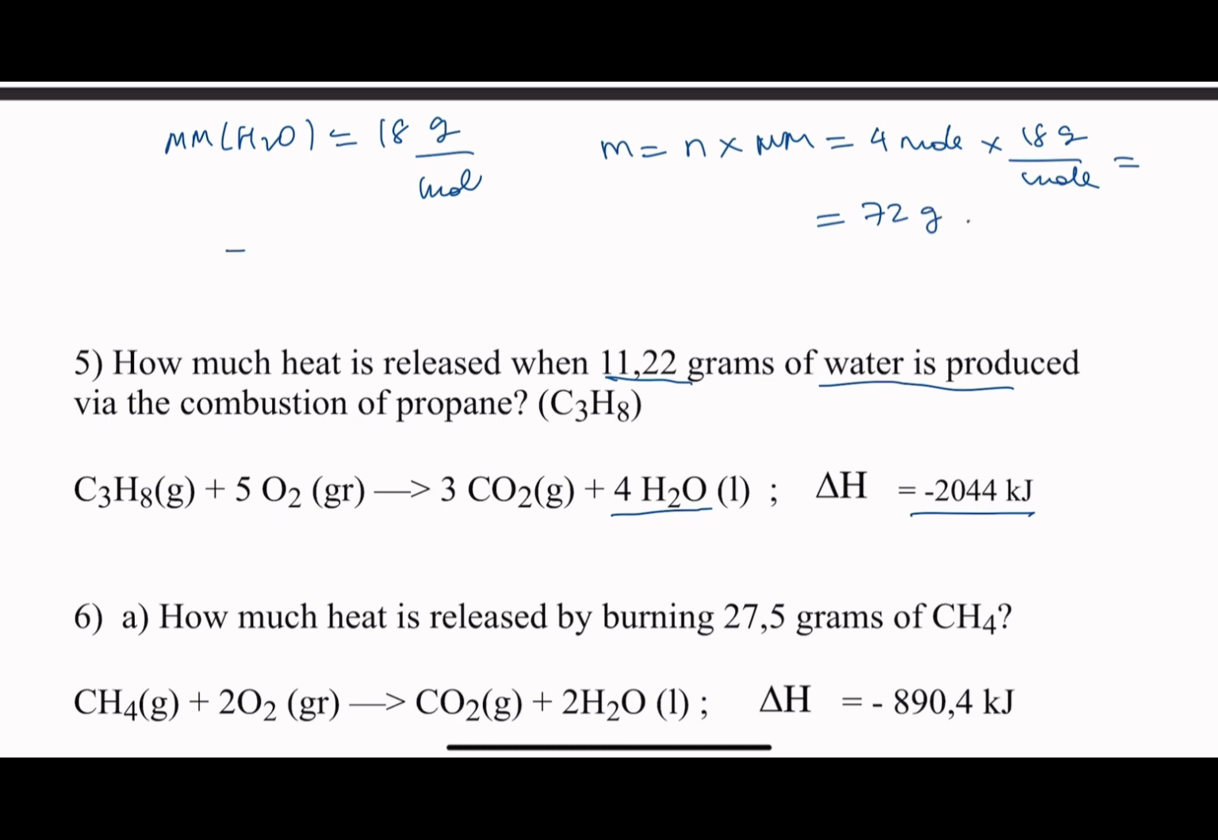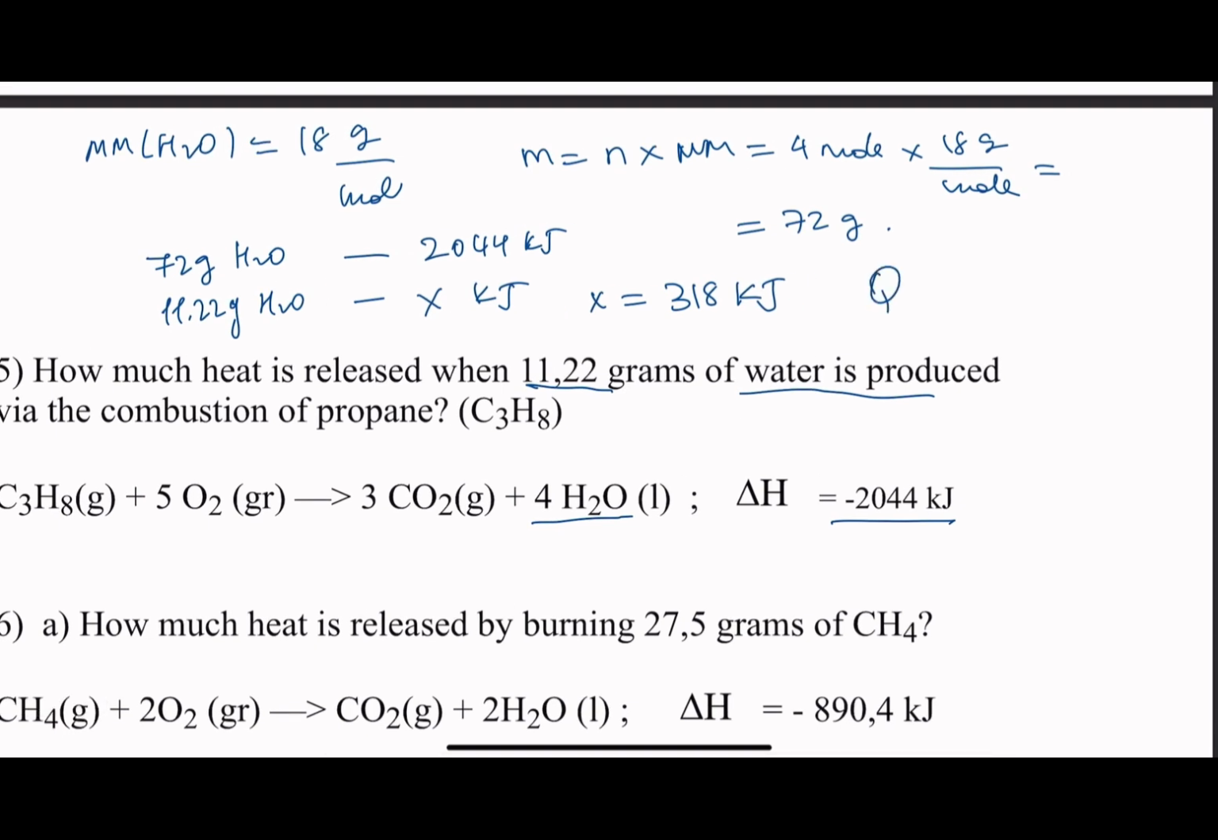You got 4 moles, multiply 18 gram per mole, and this is going to be 72 gram. So for 72 gram of water, you release 2044 kilojoule, and then for 11.22 gram water, it would be X kilojoule, and X would be 318 kilojoule. Now, because we release it, Q is going to be positive 318 kilojoule for 11.22 gram of water. This is the answer.